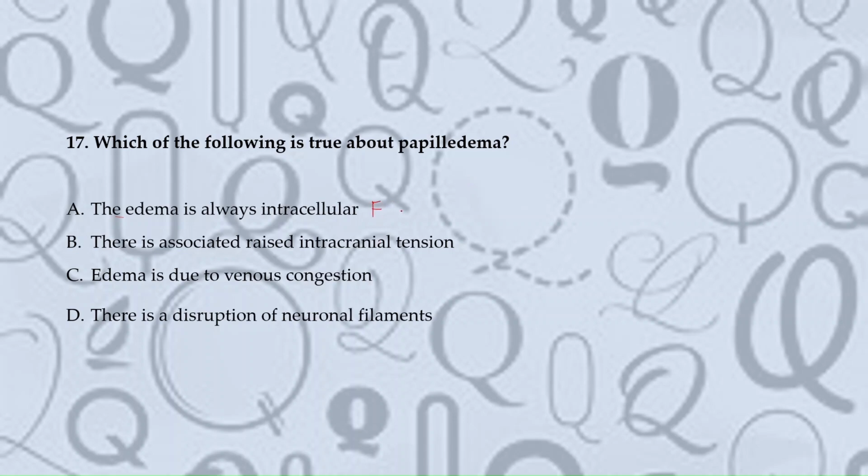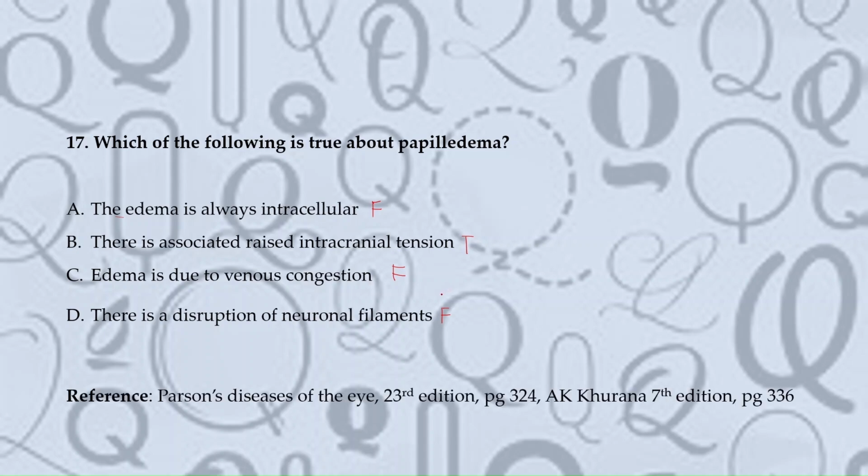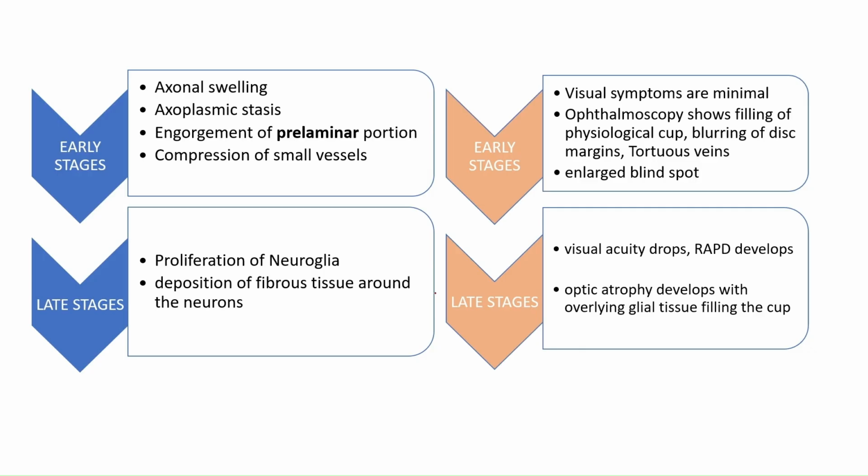It is associated with raised intracranial tension. This is true. Edema is due to venous congestion. We just discussed this. The edema is due to axoplasmic stasis. There is a disruption of the neuronal filaments. False, because there is no disruption of the neuronal filaments, they are just swollen. So the correct answer here is papilledema is associated with raised intracranial tension.